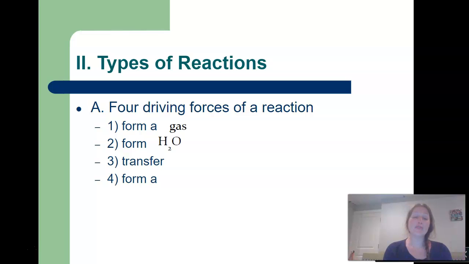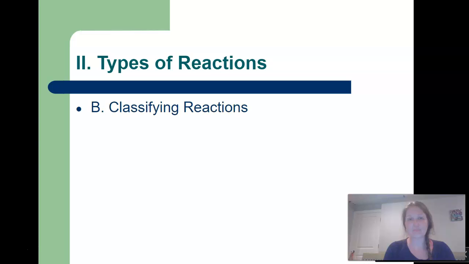The third one is the transfer of electrons. We're not going to see many of these reactions, even in our examples. And the fourth one is to form a precipitate. This is the one that normally in class we spend the most time on, because your lab final would have been based on it.